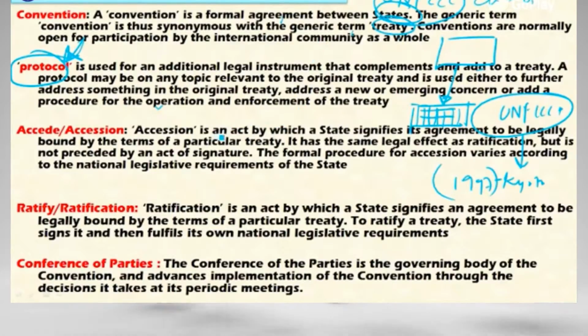Protocols do not have an independent existence. They have to be in association with a major treaty. They are subordinate.